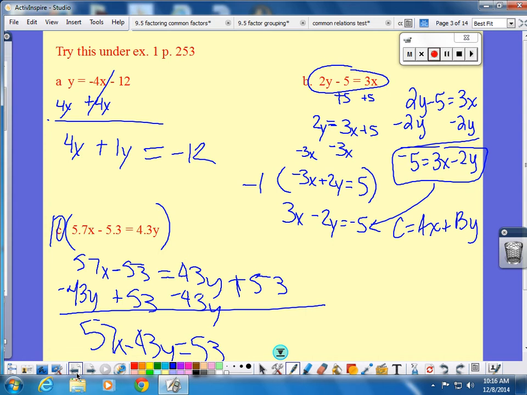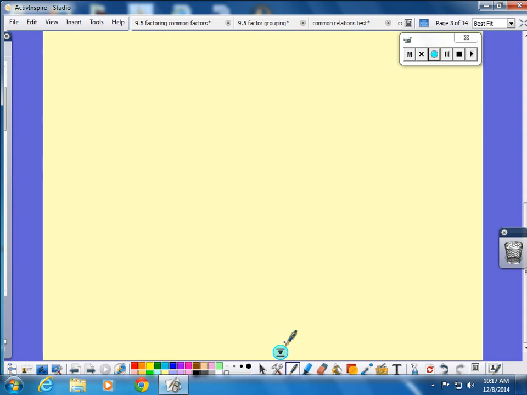Alright, I need for you guys to go real quick to page 256 and see if you can do problems 5 through 7, just in your notes.